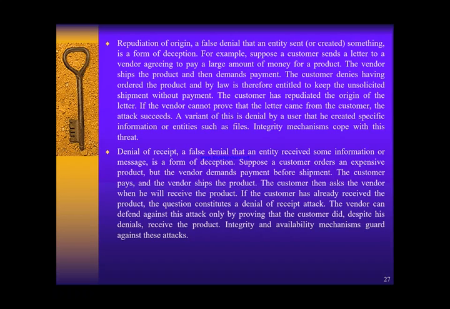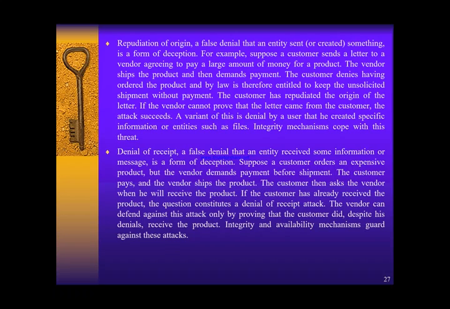If you use it properly, select the item, and purchase properly online, then if everything is proper, your product will reach your place properly. If something is missing, the delivery of your product is delayed until your information is cleared. If you face that particular situation, this is repudiation of origin, meaning a false denial that an entity sent something is a form of deception.